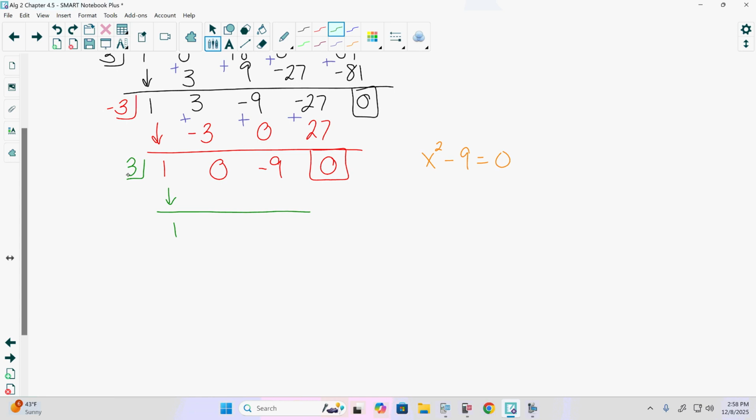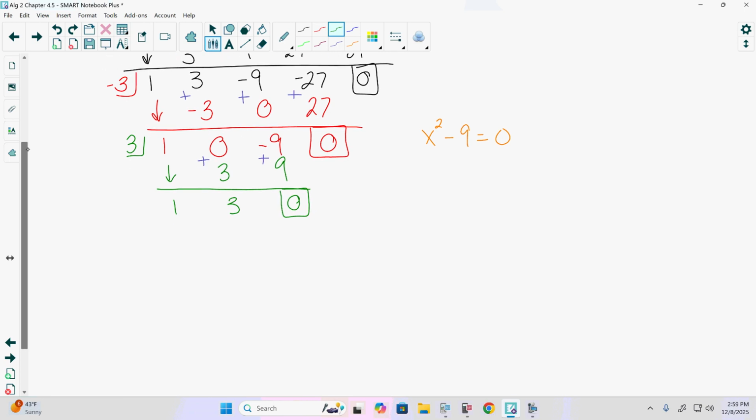3. Because we could try 3 or negative 3. Because if it does give us a remainder of 0, it means it is a solution again. Because as we do each one of these here, we're removing that solution from the remaining equation. 3 times 1 is 3. 0 plus 3 is 3. 3 times 3 is 9. And negative 9 plus 9 is 0. So was that a solution? Yeah. Now at this point here, we can plug the variables back in.